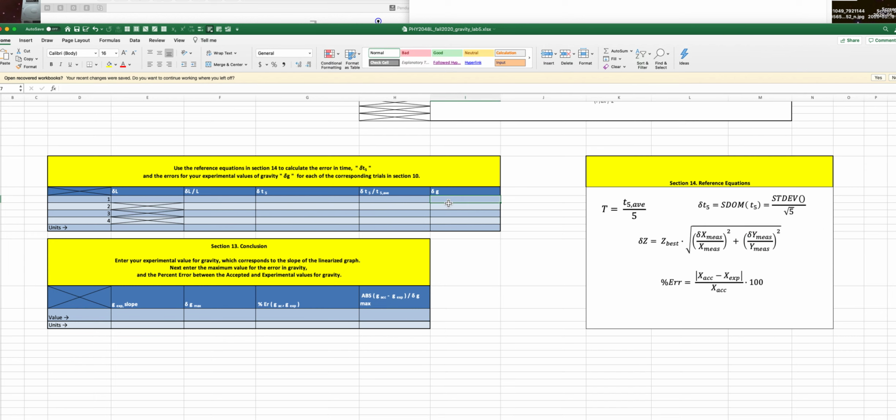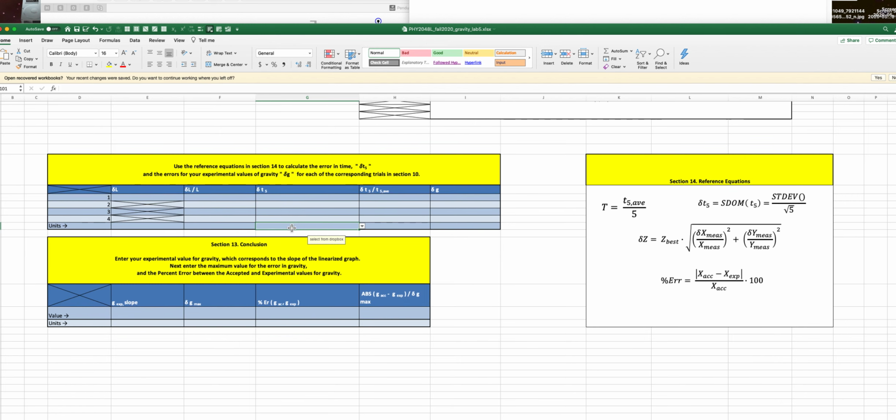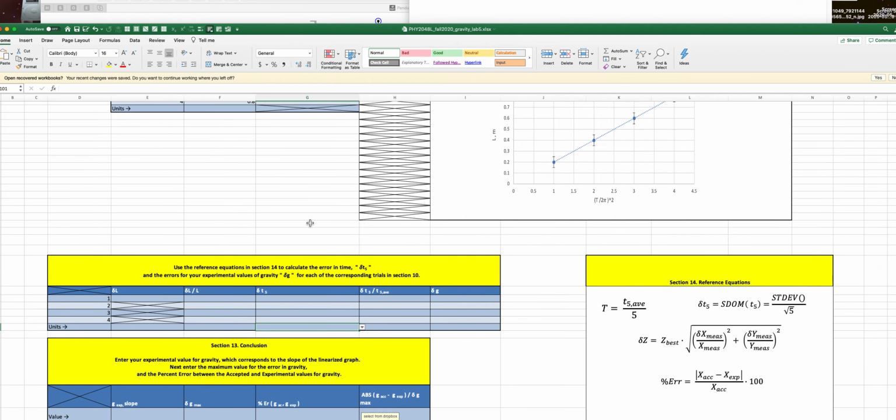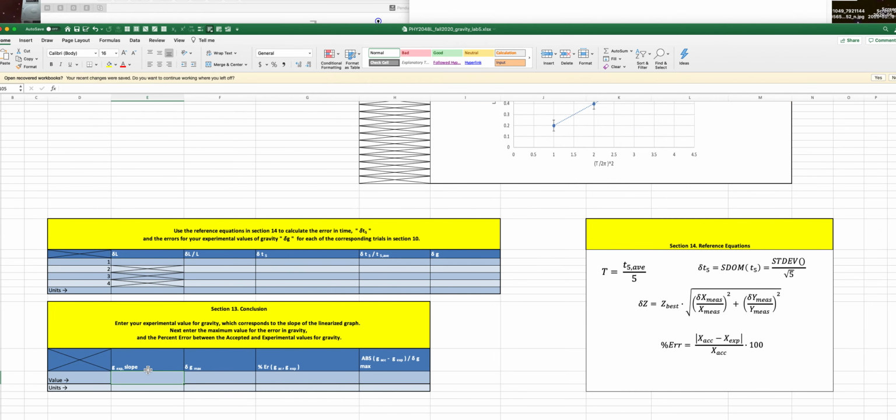And so to calculate the error for g, it's going to be your slope, or your value for g, multiplied by the square root of this number squared plus that number squared. And that's going to be your error for gravity. And again, don't forget to enter the units for length and these ratios here. And the last part, the value for gravity that you got from the slope here, you're going to enter over here. So whatever the slope was, you're going to enter it here.